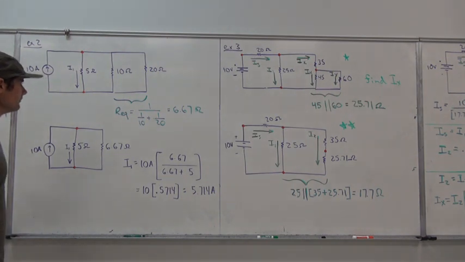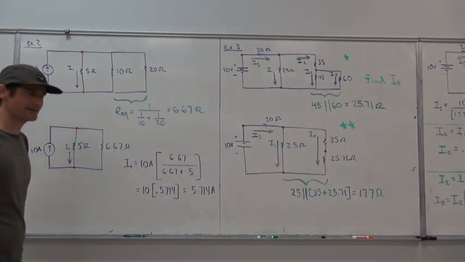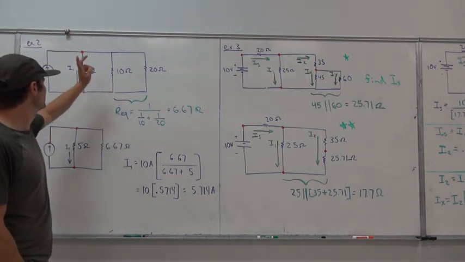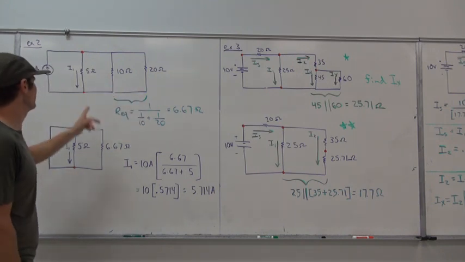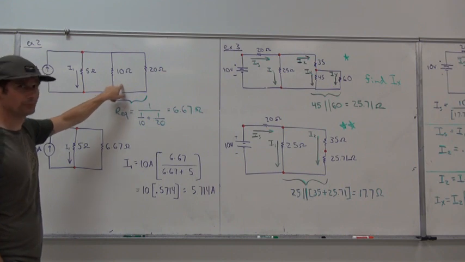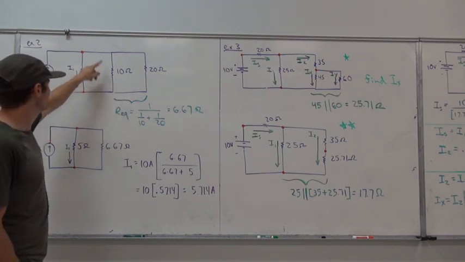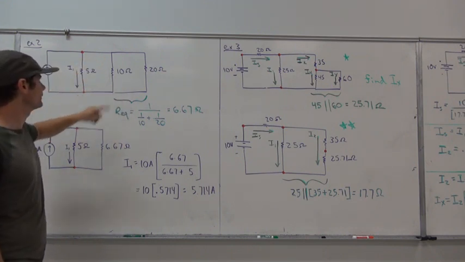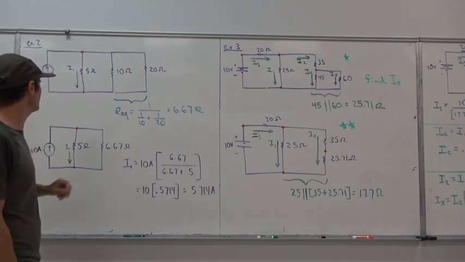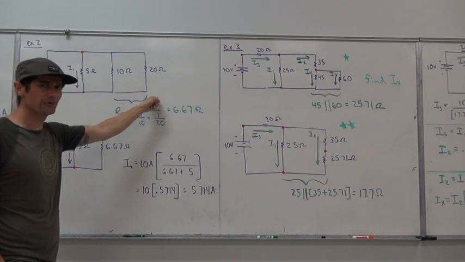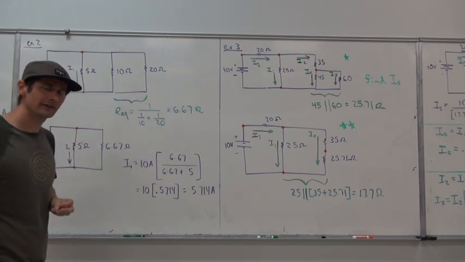Now, some of you may already be asking, well, what if I wanted the current through the 20 ohm resistor? Well, then we would combine the 5 ohms and 10 ohms in parallel. But what if we want to find the current through the 10 ohm resistor? How will we do that? We got 5 ohms and 20 ohms on either side.